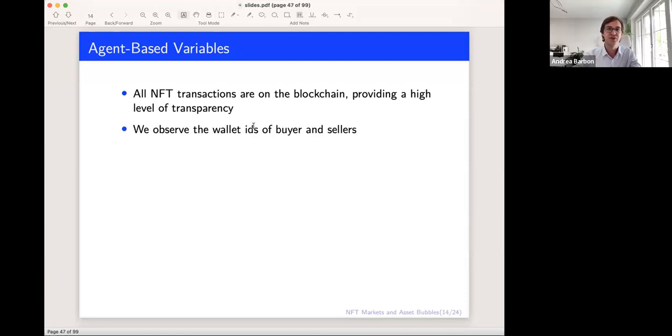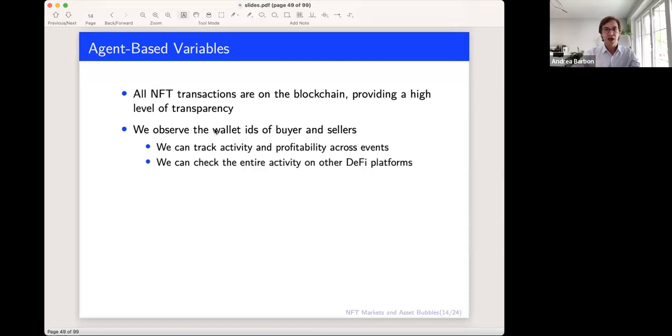Okay, so we observe these unique wallet IDs of buyers and sellers, so we can track their activity and profitability across different run-up events. And we can also check their activity on other decentralized finance platforms. Okay, so the idea here is let's say that we find a wallet which is performing very well consistently across 100 run-up events. Okay, so we can see because we have the unique wallet ID of this guy. Then can we also see if this guy is using other decentralized finance applications? So is he taking leverage? Is he using decentralized exchanges? Is he lending his assets?